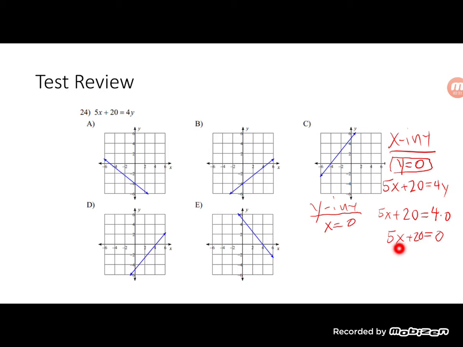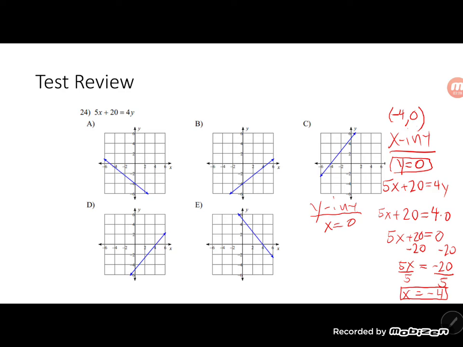We can go ahead and start using our equation solving skills to find out what x is going to be. So we're going to subtract 20 from both sides. That'll give us 5x, which equals negative 20. I'll now divide both sides by 5, and that will give me x is equal to negative 20 divided by 5, which is negative 4. So immediately I know my x-intercept is going to be negative 4. As a coordinate, this x-intercept would be negative 4, comma 0.